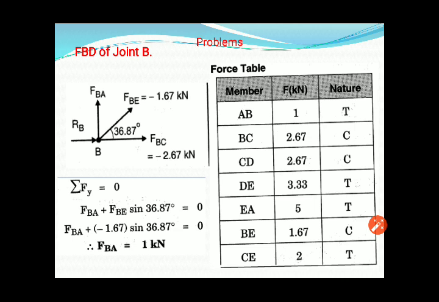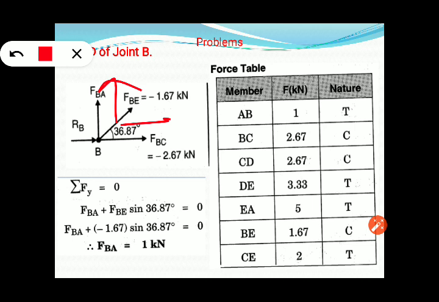So draw the free body diagram of joint B. Resolve the inclined forces, and go for summation fx and summation fy. The vertical member is FBA, so we have taken summation fy. So we get the value of FBA as 1 kilonewton.